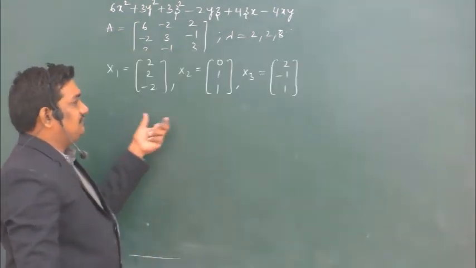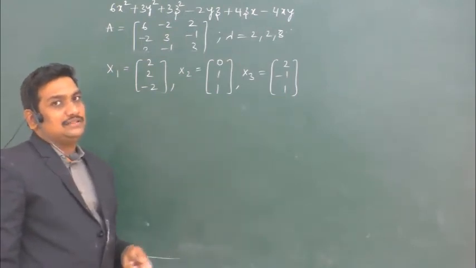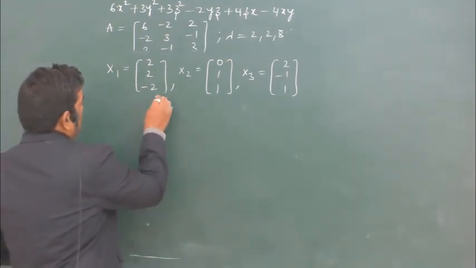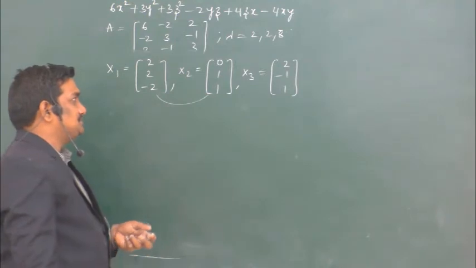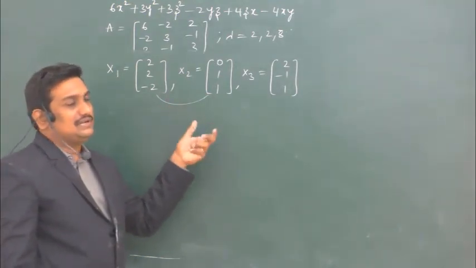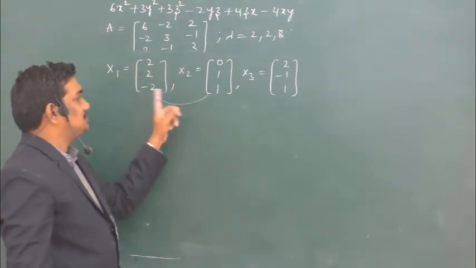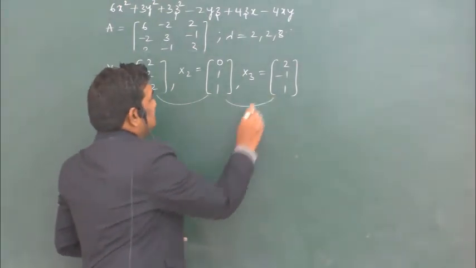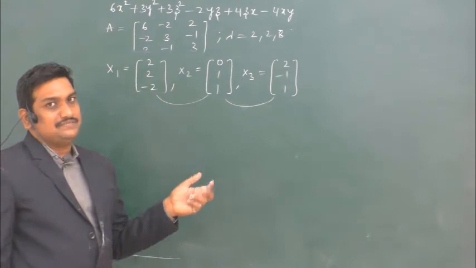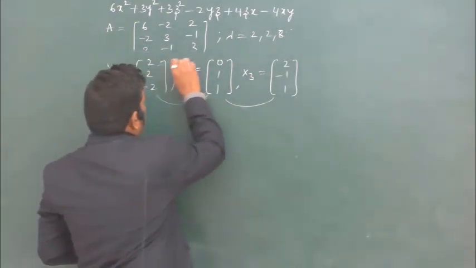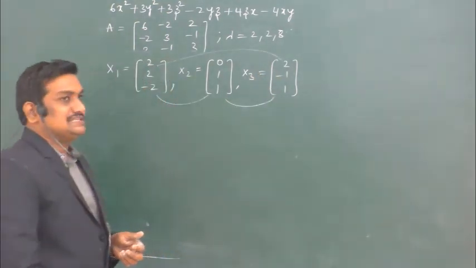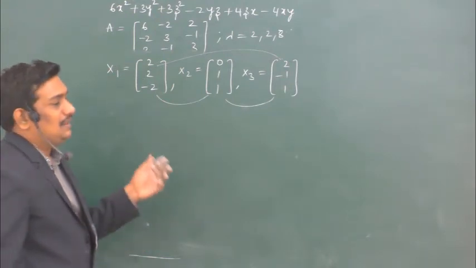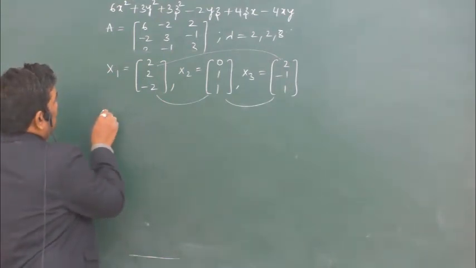So let us verify whether these three are mutually orthogonal or not. Consider x1 and x2, apply the orthogonal condition. It is 0 plus 2 minus 2, which is 0. Take 2 and 3, it is 0 minus 1 plus 1, the sum is 0. Take 1 and 3, it is 4 minus 2 minus 2, the sum is 0. Hence all the three vectors are mutually orthogonal.